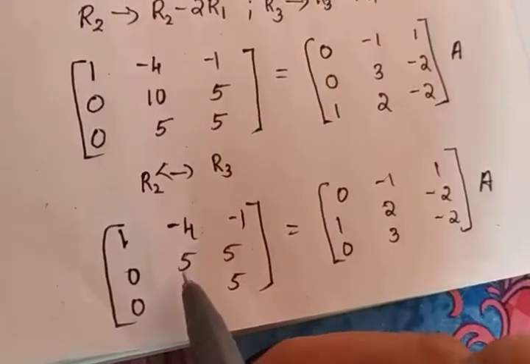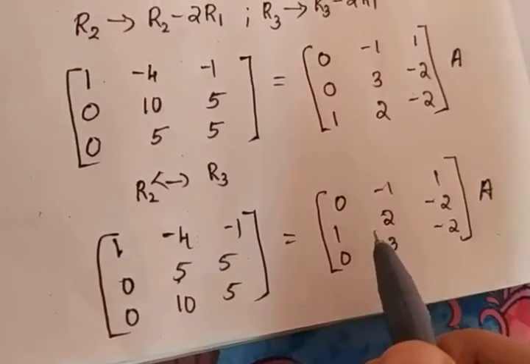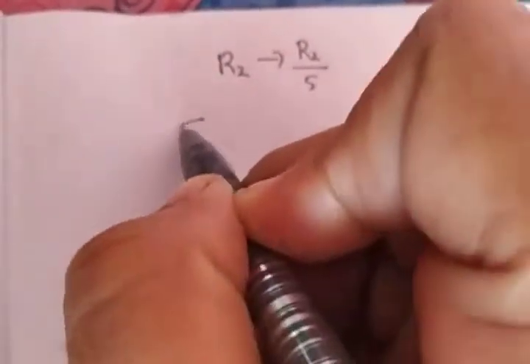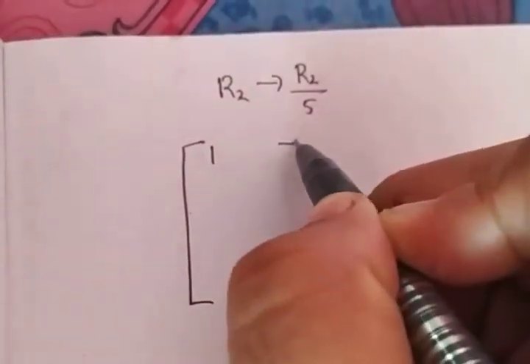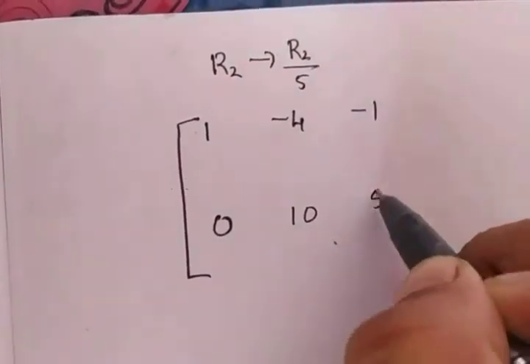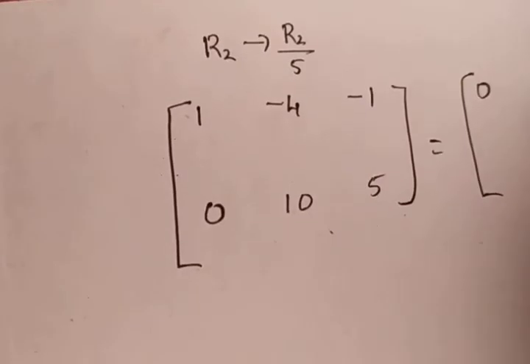Okay, so again we have to make this element 1. What we can do is divide throughout the second row with the 5. So R2 changes to R2 divided by 5. So first row remains the same, 1 minus 4 minus 1. Third row also the same, 0, 10, 5 is equal to right side first row is the same, 0 minus 1, 1.